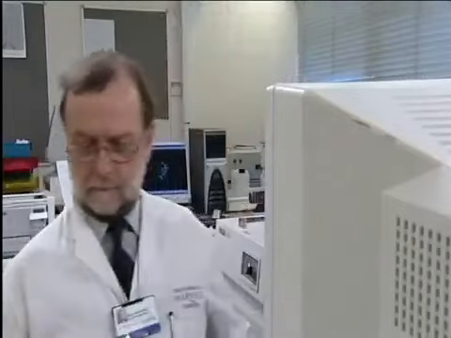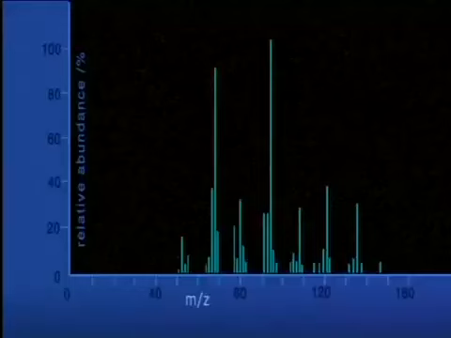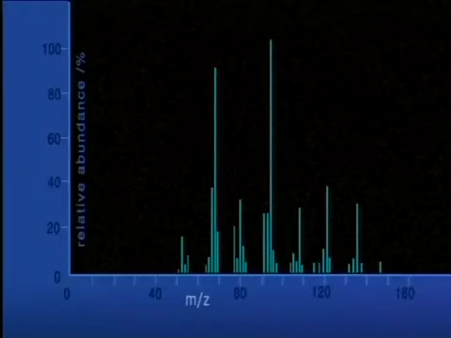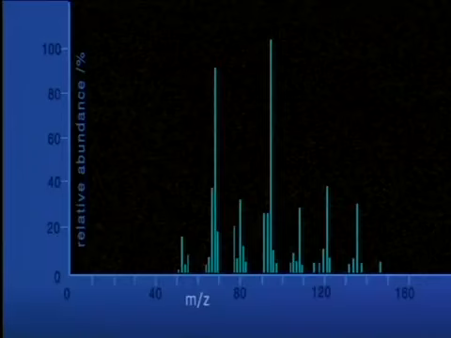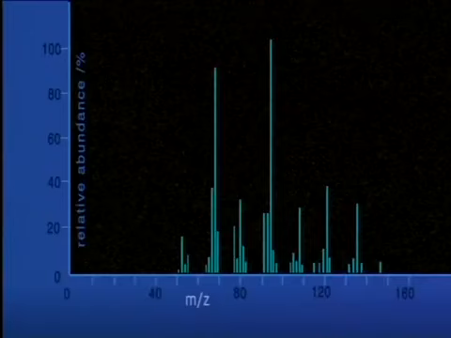The mass spectrum of limonene looks like this. Each vertical line, called a peak, represents a different ion, and its mass in relative atomic mass units is shown on the horizontal axis. The height of a peak represents the abundance of that ion.